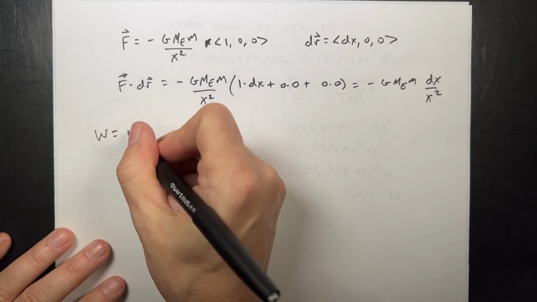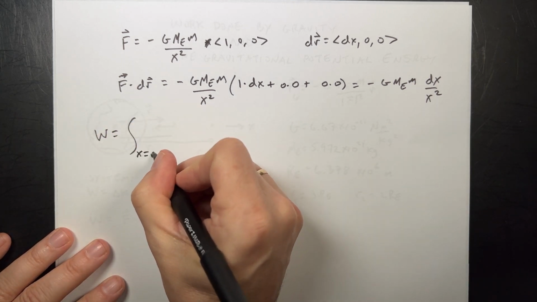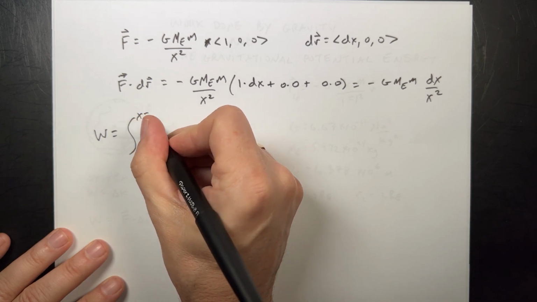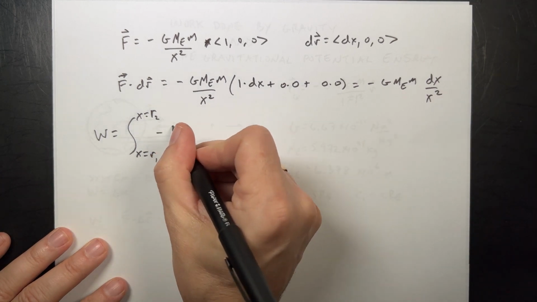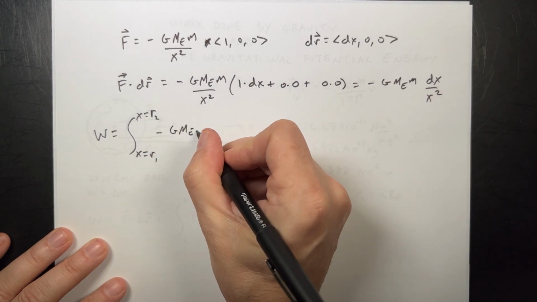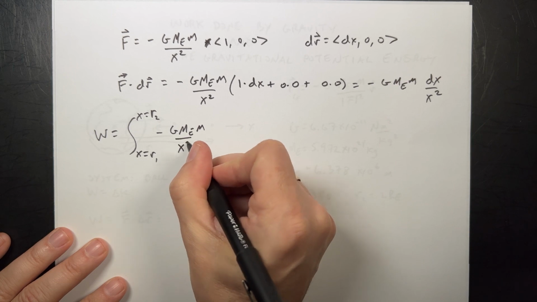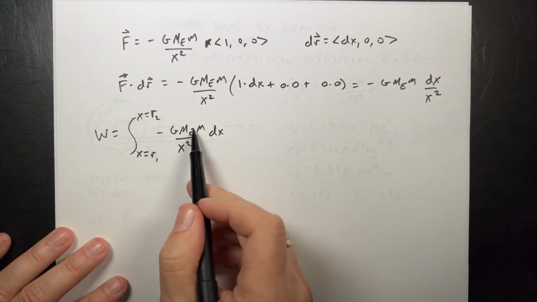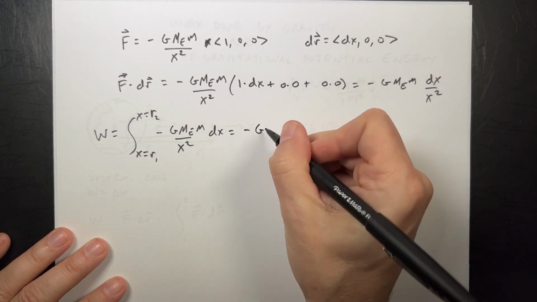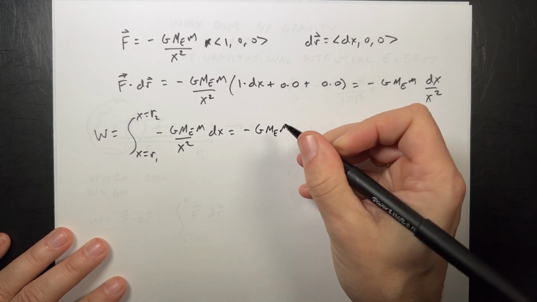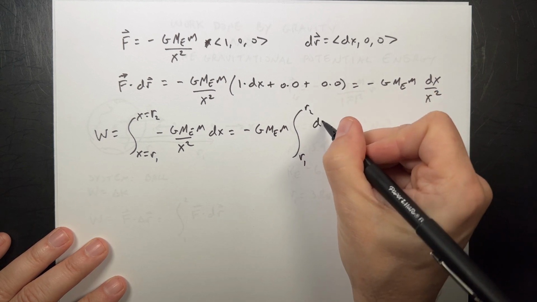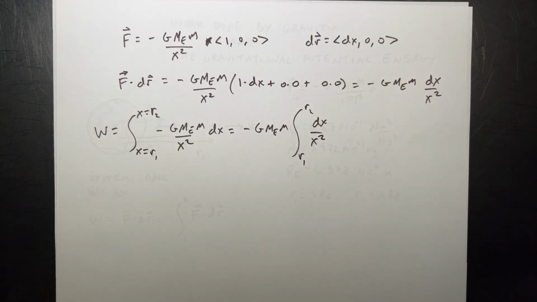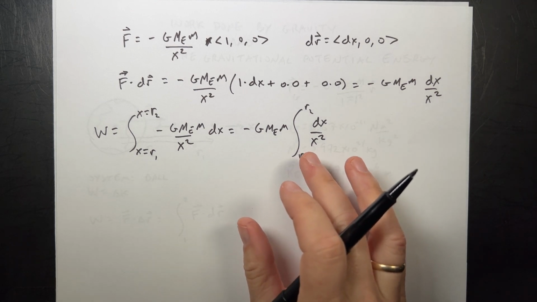Now I want to integrate that. So the work done is going to be the integral from x equals r1 to x equals r2. I have an x integral now. That's what's nice about this whole thing. Negative G, mass of the Earth, mass, over x squared dx. This stuff's a constant. I'm going to pull that out front. Negative G, mass of the Earth, mass, times the integral from r1 to r2 of dx over x squared. So if you remember, an integral is an antiderivative.